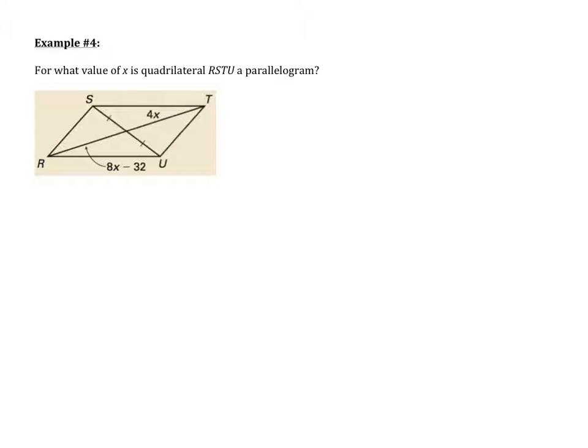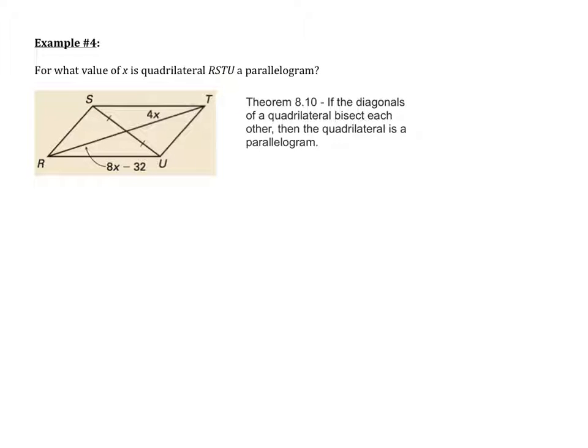Example number 4. For what value of x is quadrilateral RSTU a parallelogram? At this point, it's only a quadrilateral, and it wants to know what x would have to equal for the quadrilateral to become a parallelogram. Notice that we are shown the diagonals. So I'm going to think back to theorem 8.10, which states, if the diagonals of a quadrilateral bisect each other, then the quadrilateral is a parallelogram.